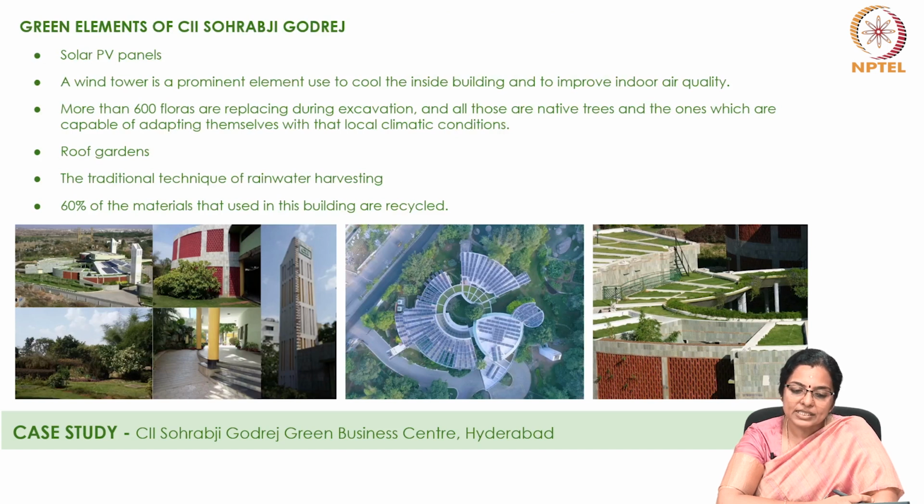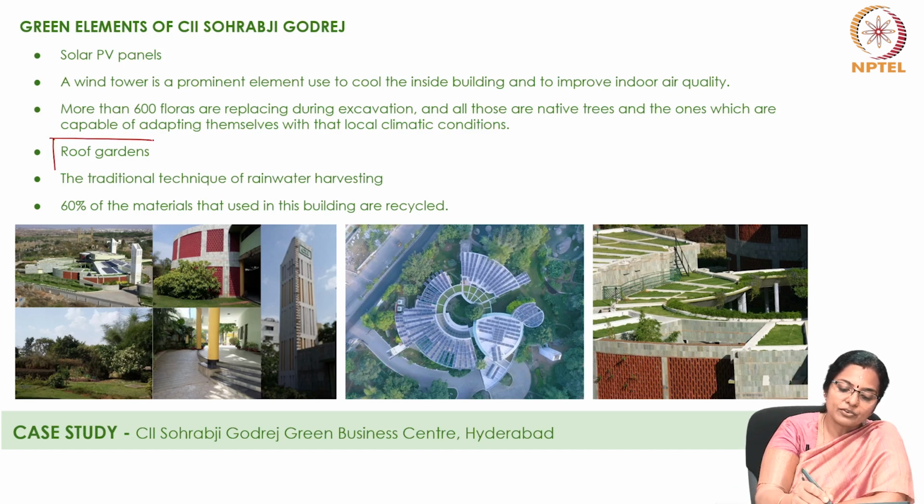Green elements of CII Sorabji Godrej building include solar PV panels and a wind tower, which is a prominent element used to cool the inside building and to improve indoor air quality. On the roof garden, more than 600 floras were replaced during excavation, and all those are native trees, capable of adapting themselves to the local climatic conditions.